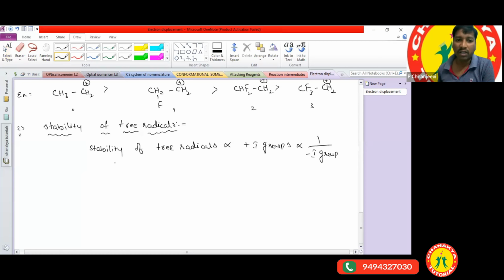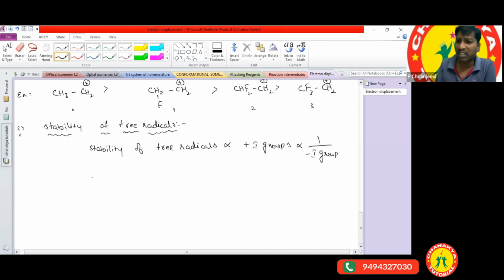Right, sir? So here, stability of the free radicals. Free radicals are paramagnetic. First of all, I'll explain the free radical. Free radicals are nothing but atoms or molecules which contain an odd number of electrons. Free radicals are obtained by homolytic cleavage. Free radicals can be represented with dot symbols. We wrote one stability also: stability of the free radicals is directly proportional to plus I groups and inversely proportional to minus I groups.